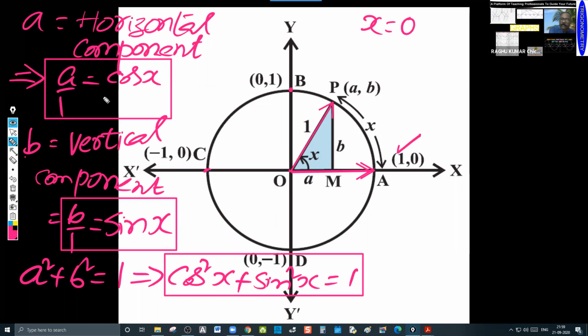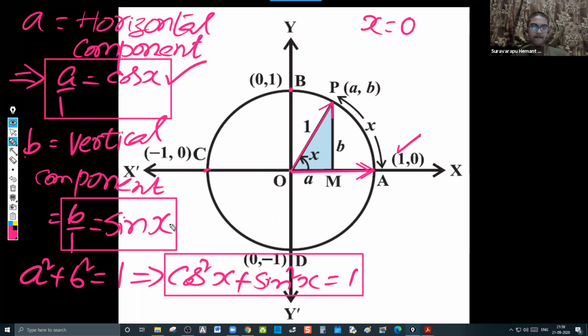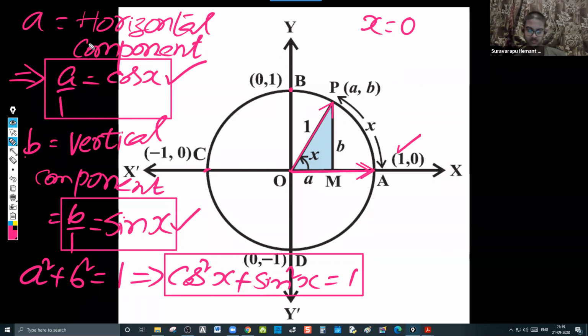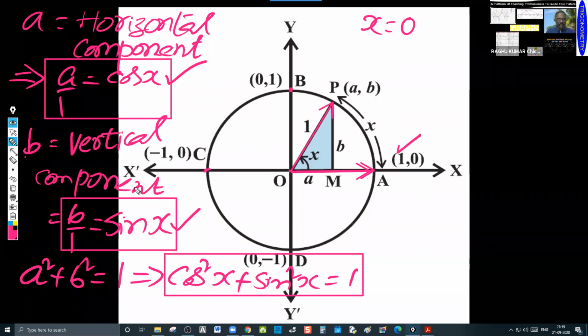But before that, what is the point that is to be remembered here? You tell me now, what is the horizontal component in trigonometry? Cos x. What is the vertical component in trigonometry? Sin x. Remember that. So here, horizontal component means cos x, vertical component means sin x. Now let us move on.